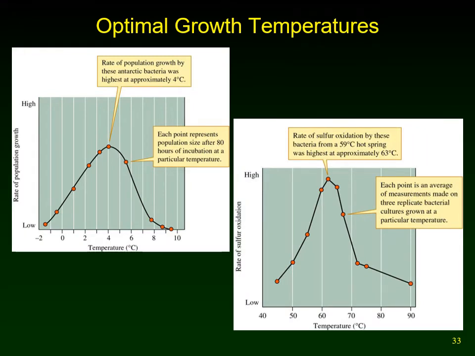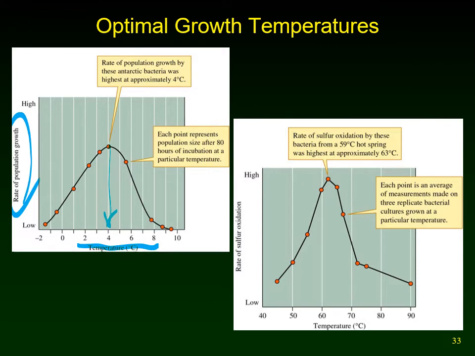So this is looking at the graphs of the growth of these bacteria. We have the bacteria that were growing in Antarctica, and on the x-axis, once again, we have the independent variable being temperature, and on the y-axis we have the rate of population growth being our measure. And we can see the peak of the population growth in these Antarctic bacteria is at 4 degrees Celsius.